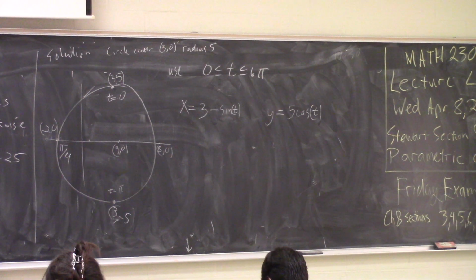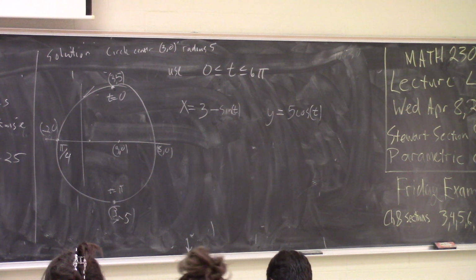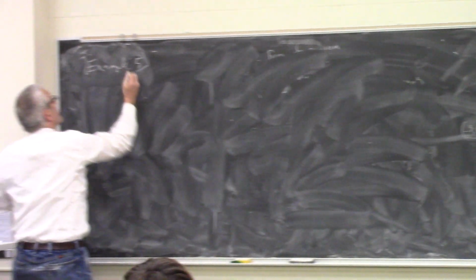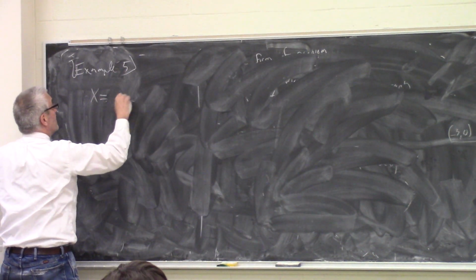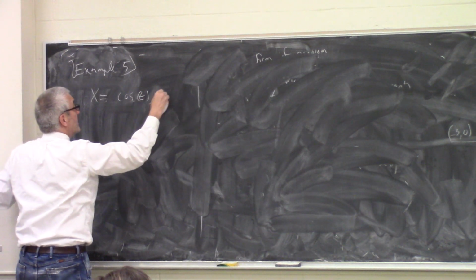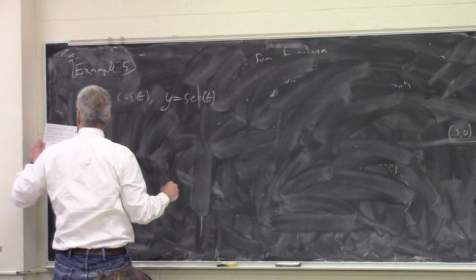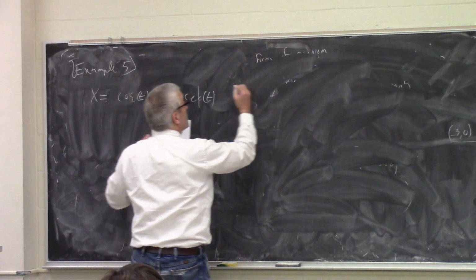The final example, example 6. Oh, I'm running out of examples. Example 5. I'm just going to cut to the chase here. x is cos t, and y equals secant t, and t is from 0 to pi over 2.